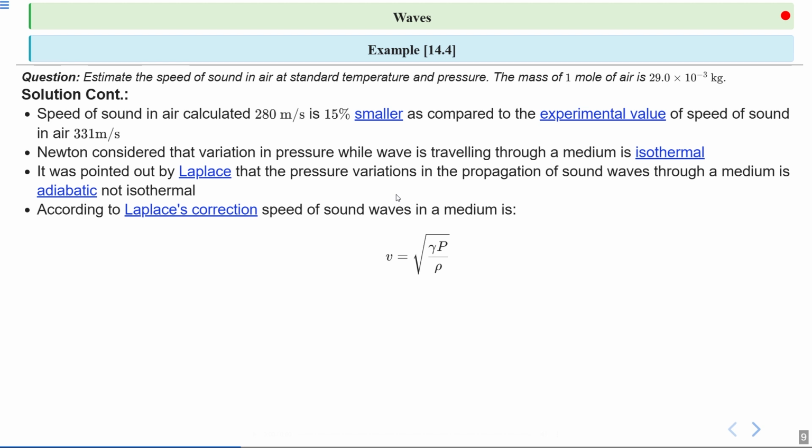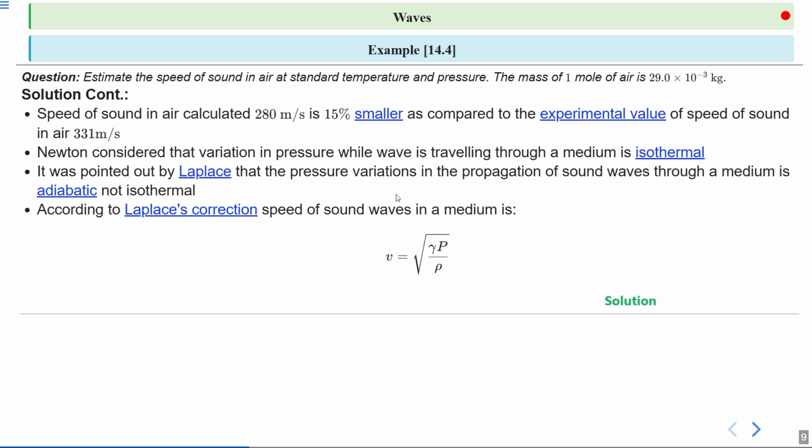With Laplace correction, the formula for the speed of sound in a medium becomes V equal to square root of gamma times P divided by rho. Here V is the speed of sound, gamma is the ratio of specific heats, about 1.4 for air. P is the pressure and rho is the density. Increasing gamma or pressure increases the speed, while increasing density decreases it. This formula matches experimental results much better.